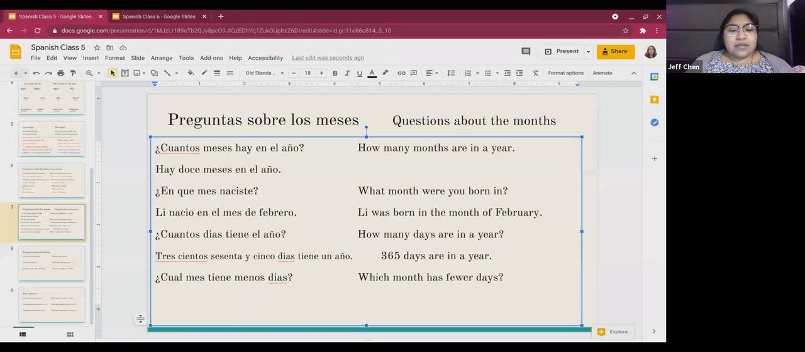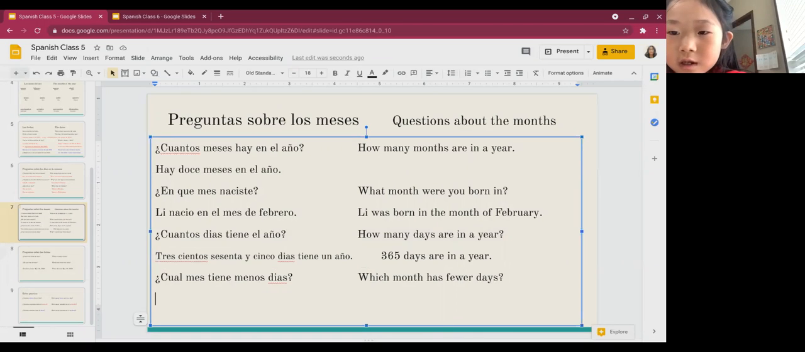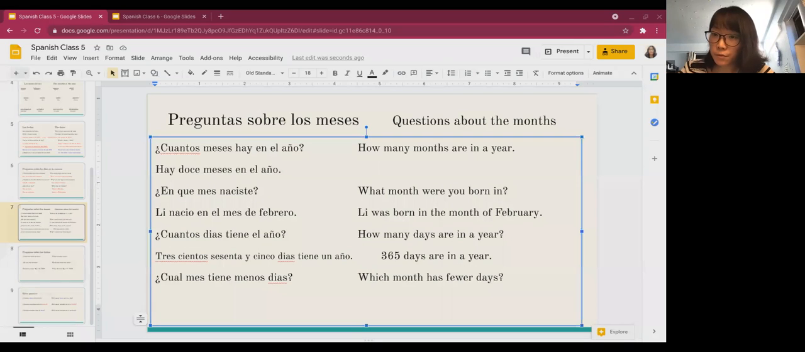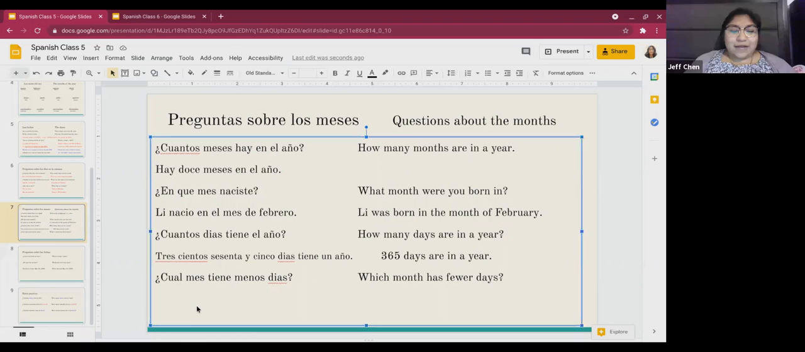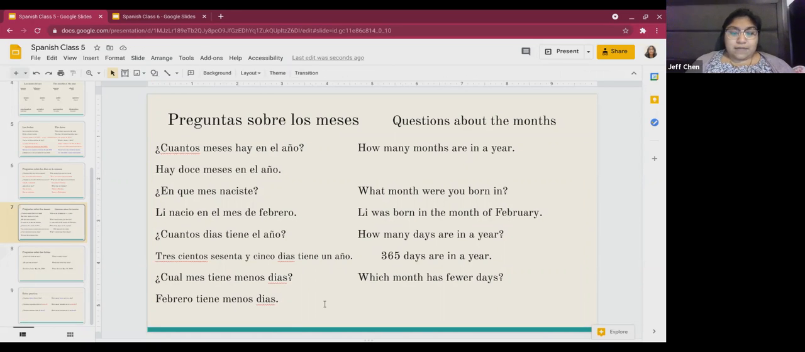¿Cuál mes tiene menos días? Muy bien. Febrero. Febrero, right? Which month has fewer days? Febrero, right? Tiene menos días. Muy bien, excelente. Okay. Febrero tiene menos días.